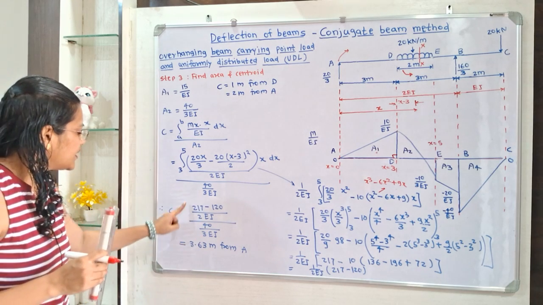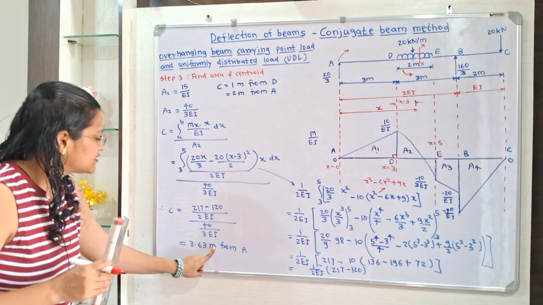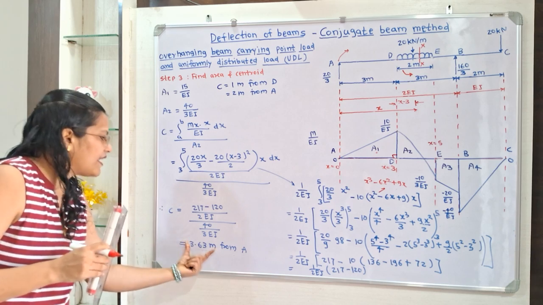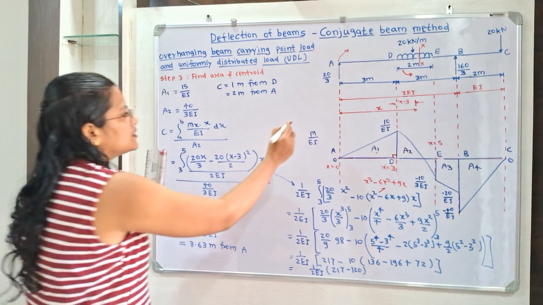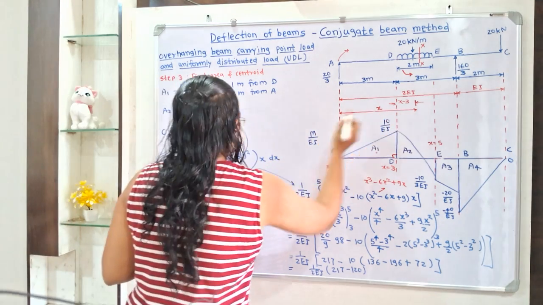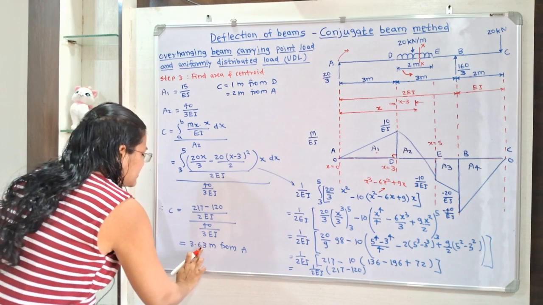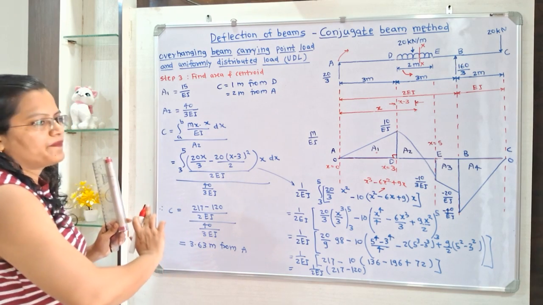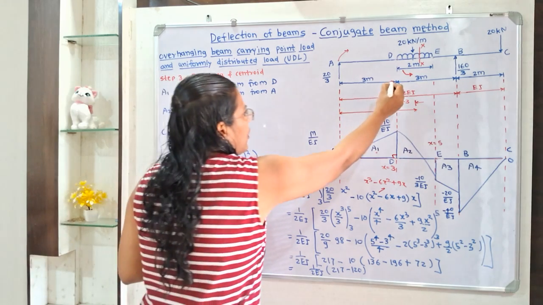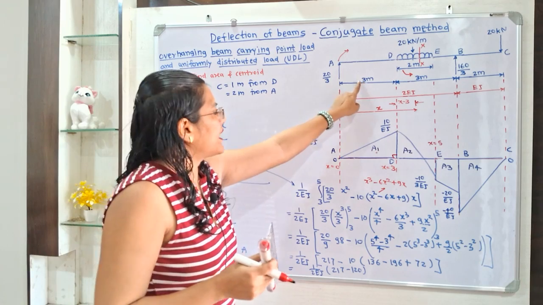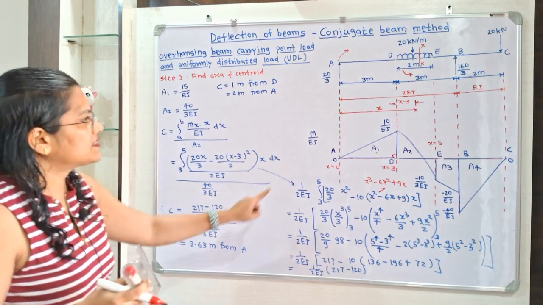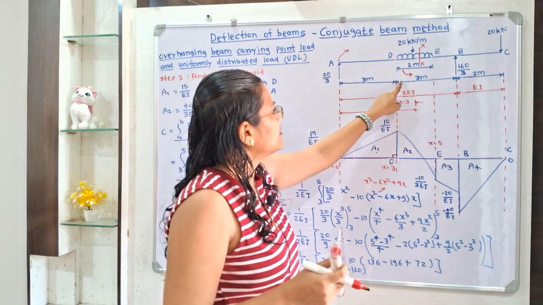So when we solve this we will get 3.63 meter. So this is the value of x. So this x, that is, we can say that the centroid is at a distance 3.63 meter from A. But from point D, how to calculate this? We have to subtract this 3, that is 0.63 meter, from this end D.